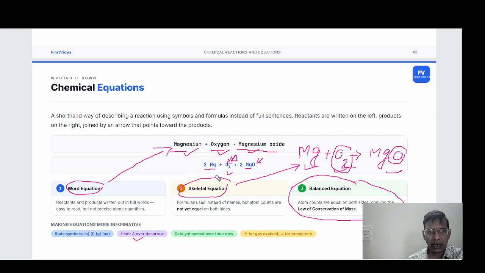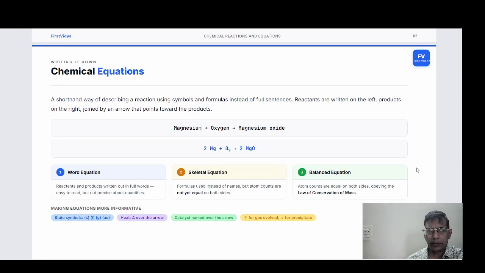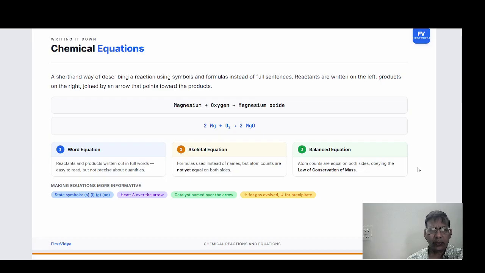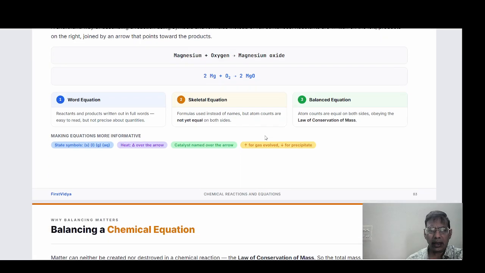And sometimes, for magnesium, here we can write solid. This one we can write in the bracket as gas, right? Sometimes aqueous, and here liquid form. Catalyst name goes over the arrow, if there is any catalyst. Also we can write gas evolved. If gas is evolving, suppose H2 is coming out, then we write it this way also. So this is the chemical equation we have seen: word equation first, then skeletal equation, and finally balanced equation.